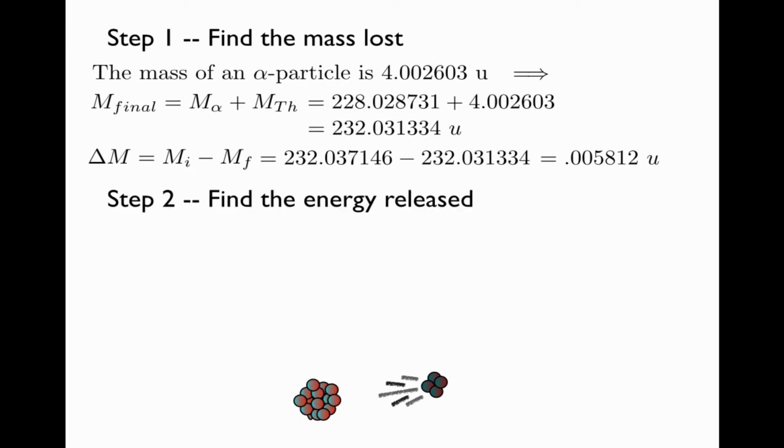Now we can find the energy released. It is a fact that one atomic mass unit is equal to 931.5 MeV. I'm just stating it here, but it's derived essentially using E equals mc squared, where you could convert U into kilograms if you wanted, multiply it by c squared, and then convert to electron volts, and you would have this value. But this is a convenient equality to remember.